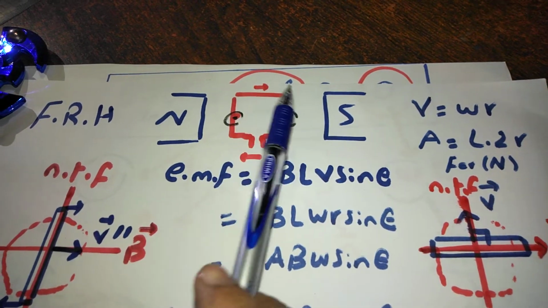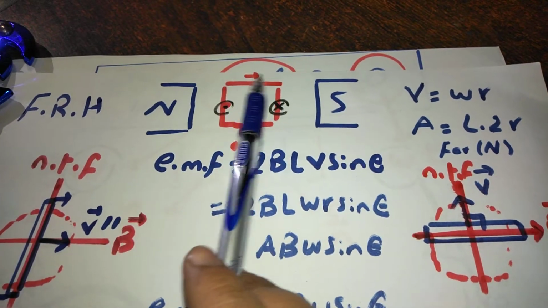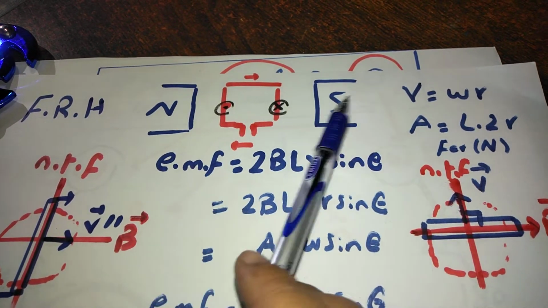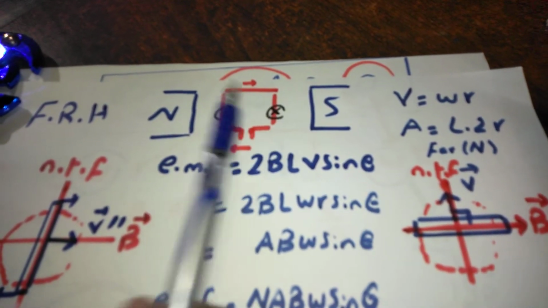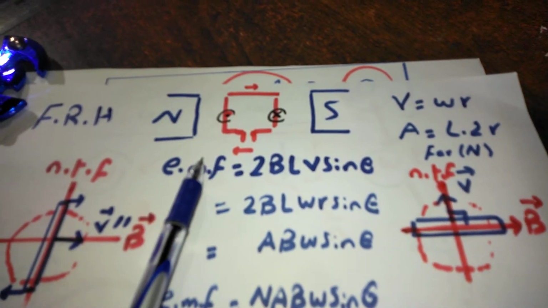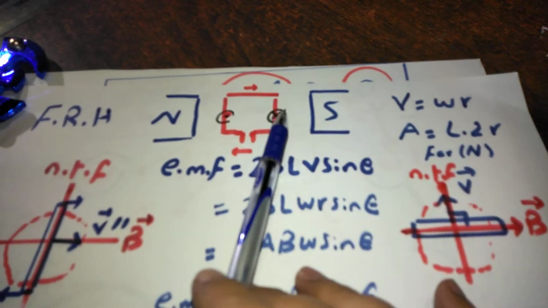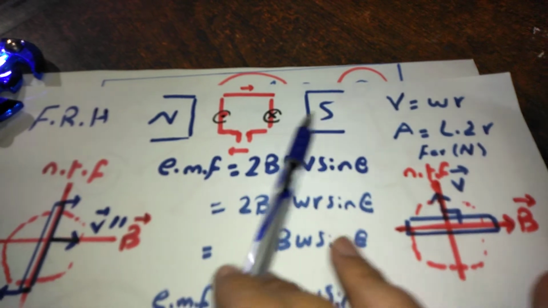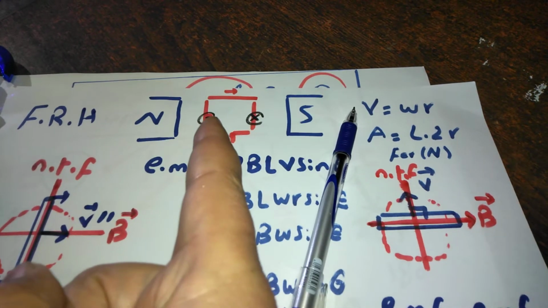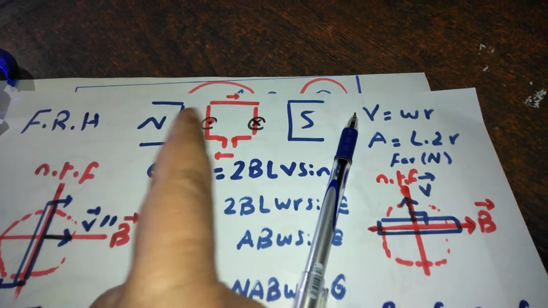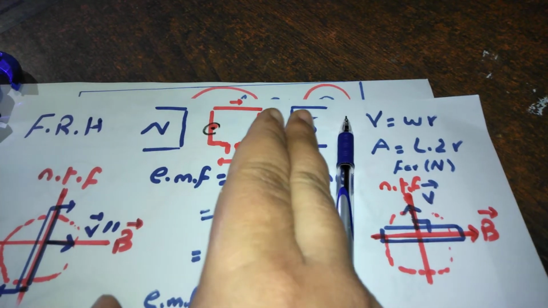We have here the transversal sides, which make no output as they are given motion parallel to the field, while the longitudinal sides are the active sides that output the electromotive force, since they are given motion perpendicular to the field. So the transversal sides have no output, since they are given motion parallel to the field.